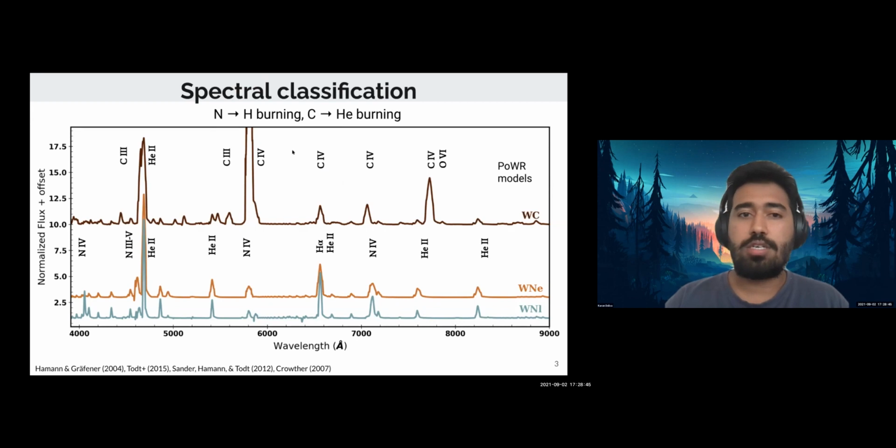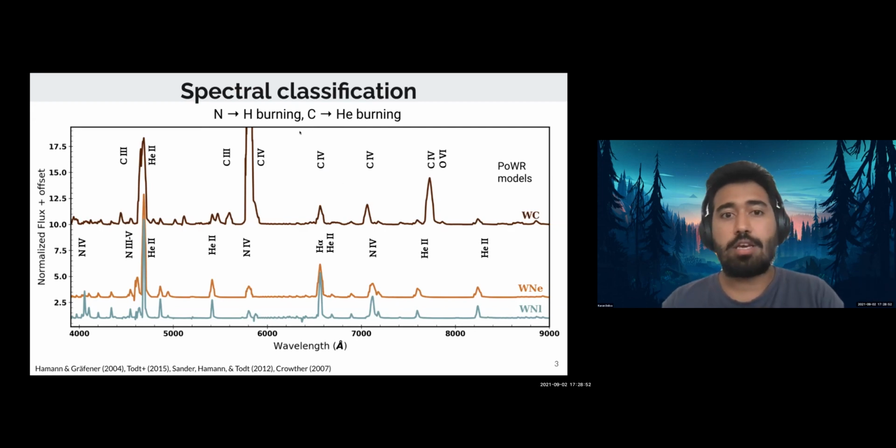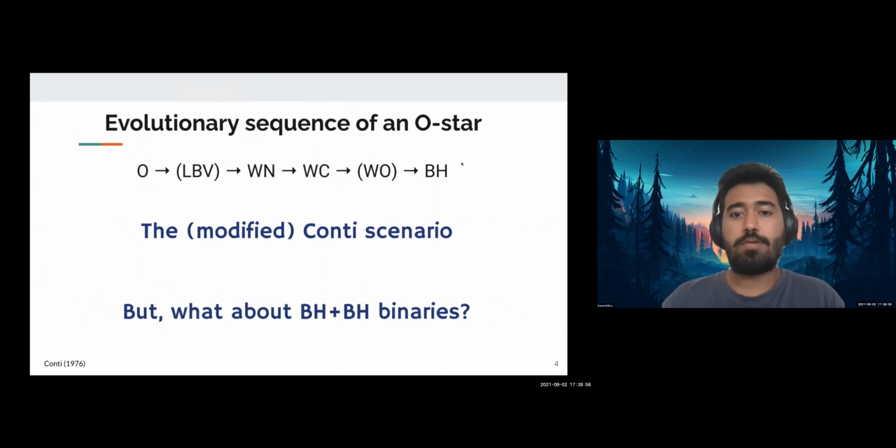So if we see nitrogen, it's because of hydrogen burning, and carbon because of helium burning. So naturally, when we look at these stars, you think, okay, so this is probably how they evolved. And then we come to the modified Conti scenario, which is one of the proposed scenarios for massive O stars, and as to how they evolve.